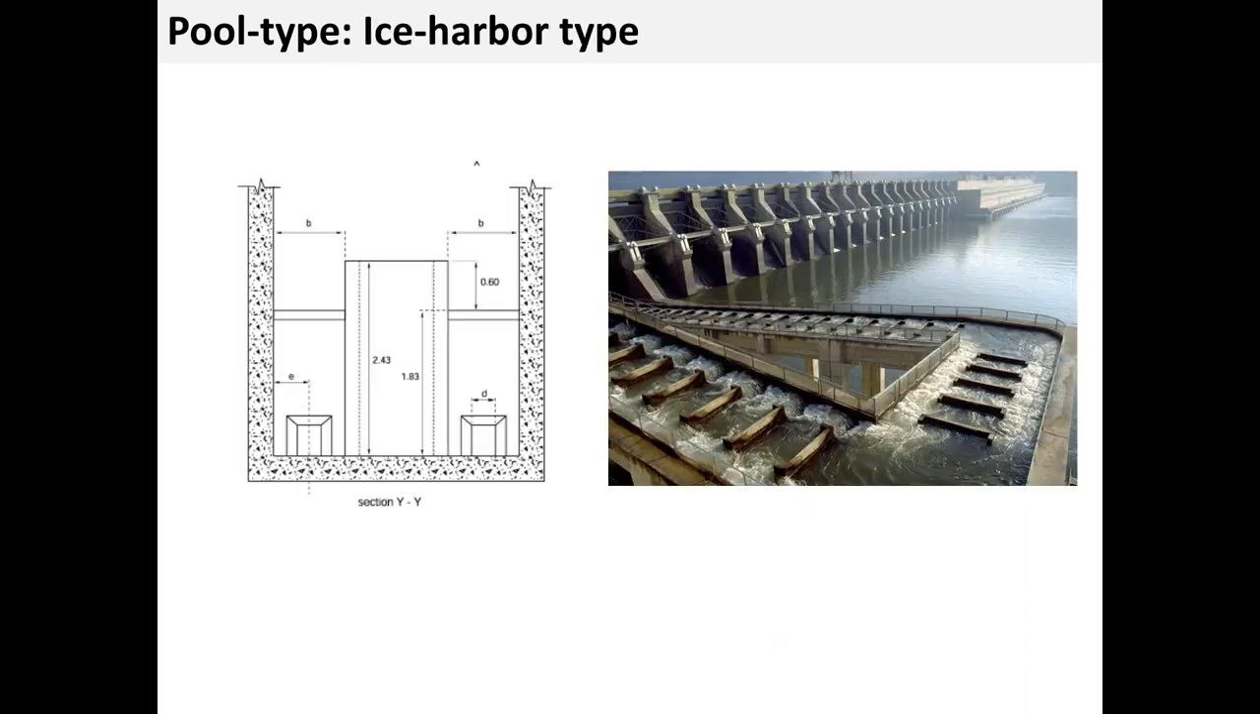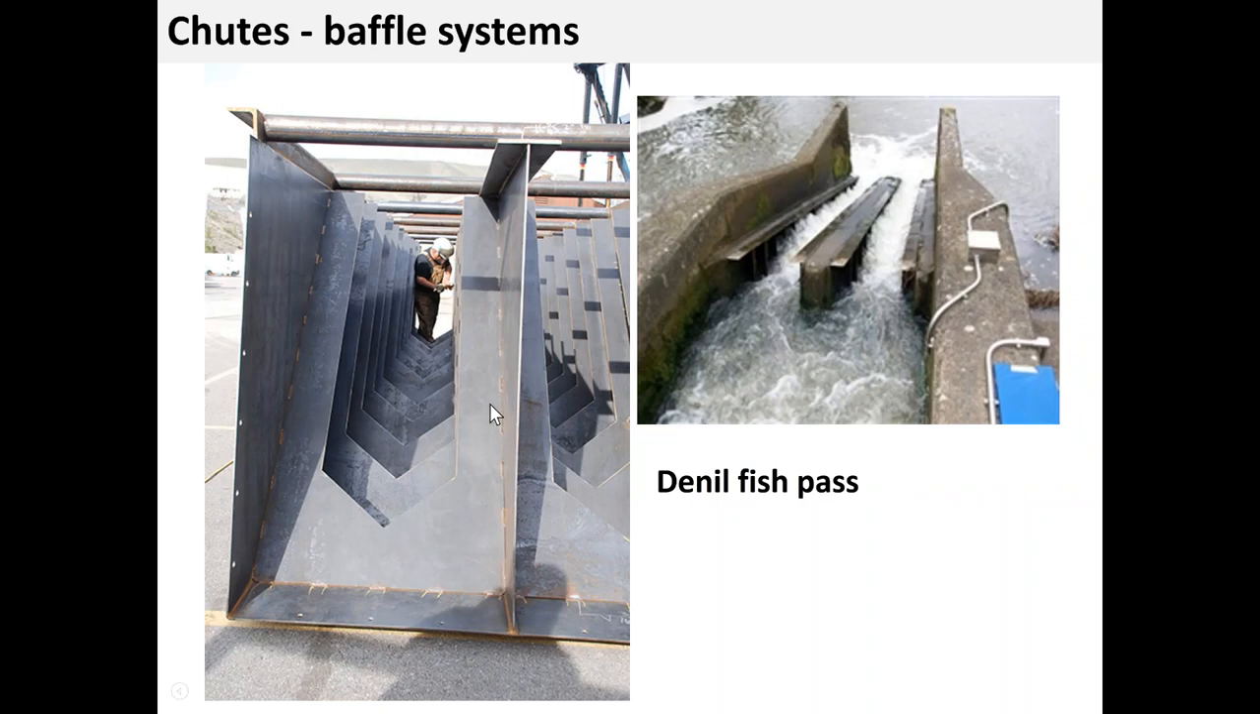This is a so-called ice harbor type of fish pass, which has a design from America, and basically instead of just having one, it has two orifices there, and passage is achieved at the two sides of the pool. In terms of chutes, this is the original Denil fish pass, where you find that you have a baffle at the bottom and also on the sides, and this is inclined 45 degrees upstream. Here you have two such Denil fish passes in a relatively small river.